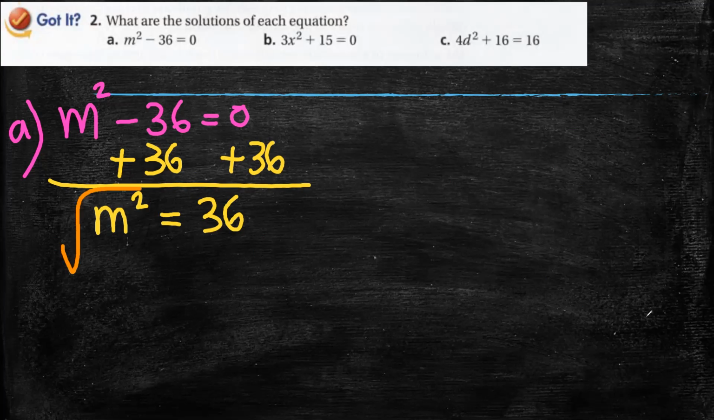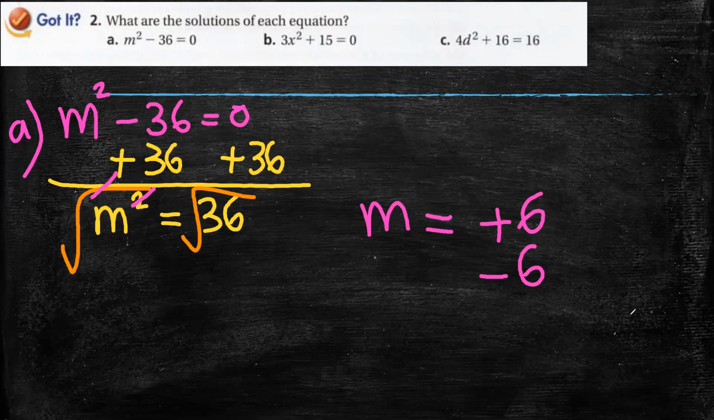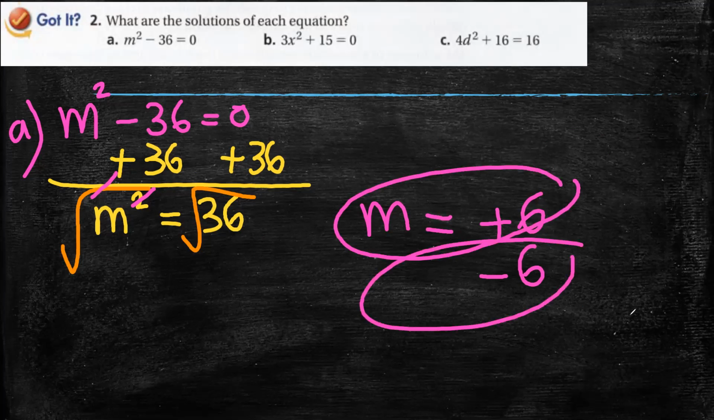Square root of both terms. Now, the square root and the square cancel each other. So I have m now equal to what? What is the square root of 36? 6. And negative 6. Don't forget, I have two solutions. Positive 6 and negative 6. So if you choose any one and evaluate it in this equation, you must get 0. So that means I have two solutions for this equation.